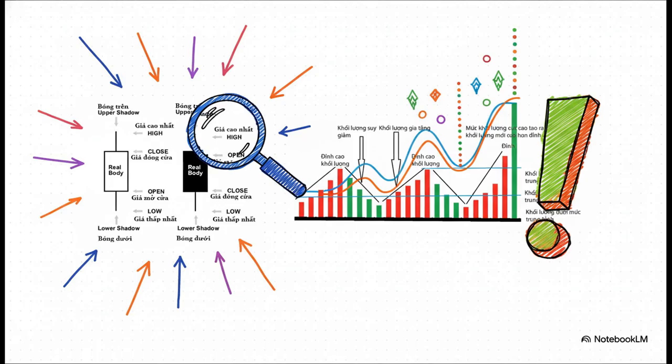So VSA really just boils down to looking at two key pieces of information. Over here on the left, you've got your candlestick. The full range of that candle, from its highest point to its lowest, we call that the spread. It tells the story of the price battle during that time. And then on the right, you've got the volume bar. This tells you the significance of that story, how much effort, how much activity was actually behind that price move.